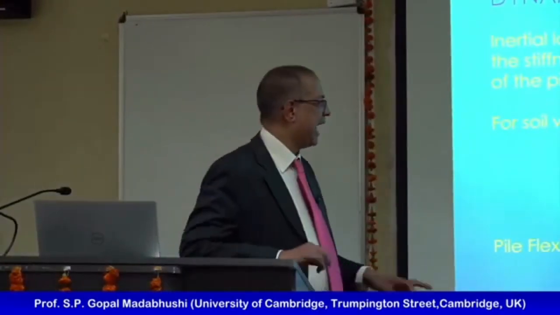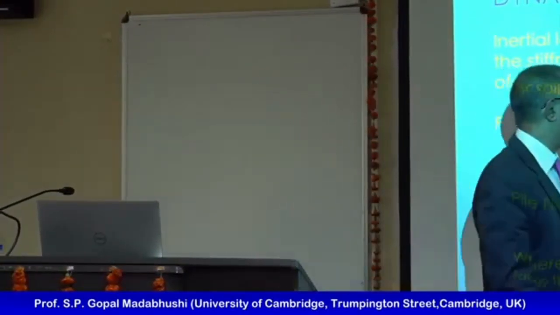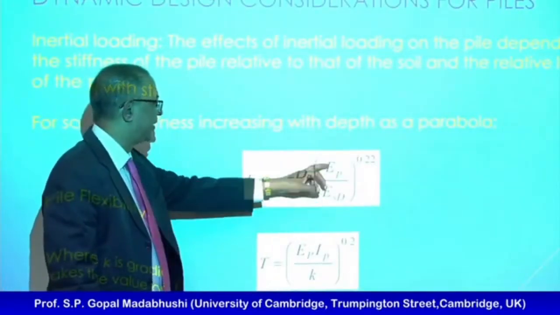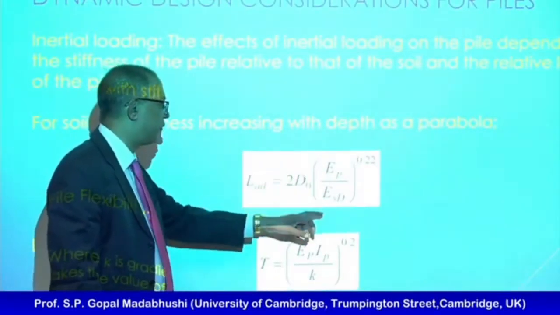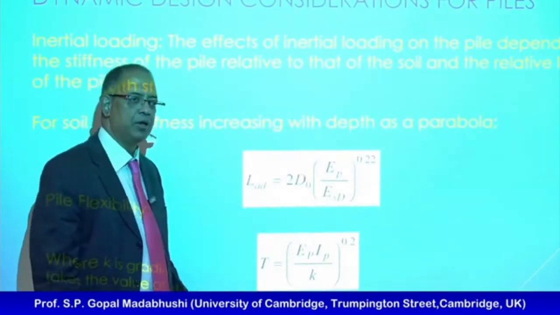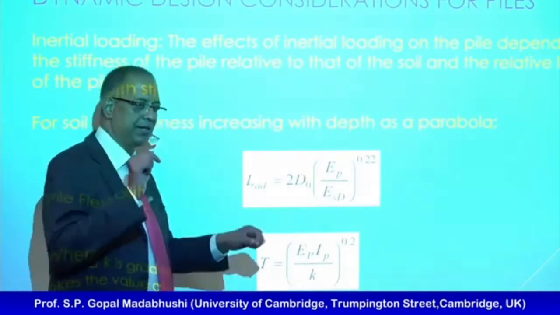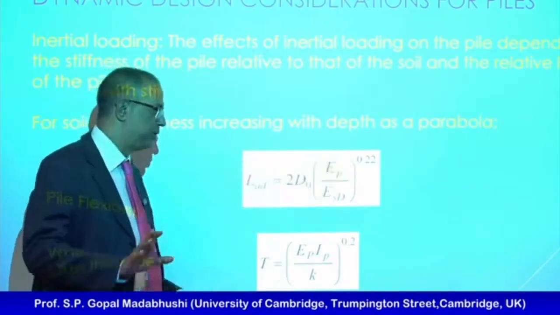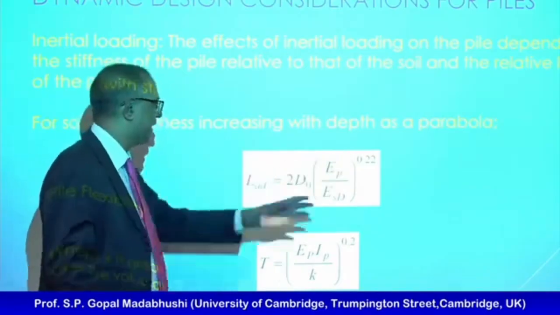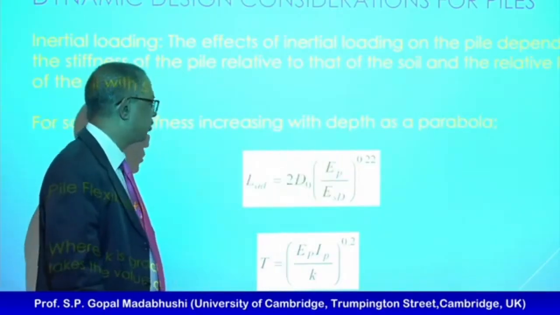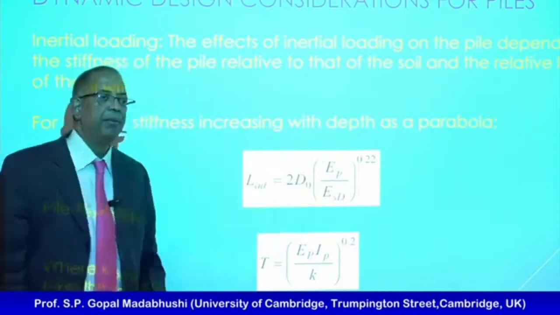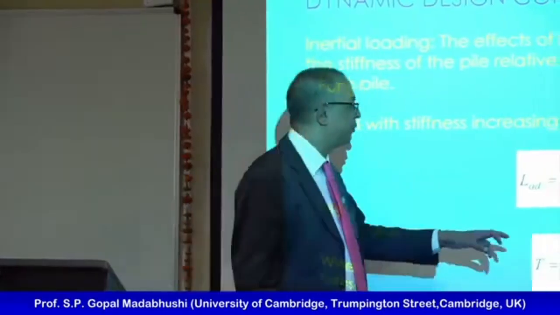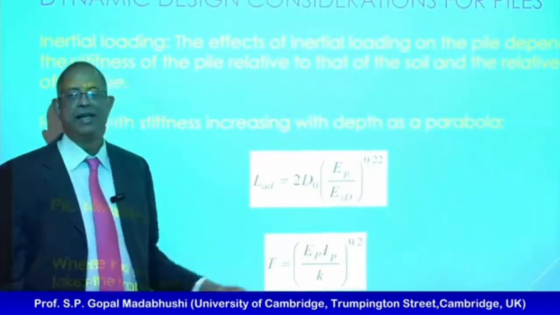So what they say is you can calculate this by 2 times the diameter of the pile, times the ratio of Young's modulus of pile to Young's modulus of soil at one pile diameter depth, to the power of 0.22. Again, it's a fitting exercise. That's why they come up with those kinds of stupid numbers. But more importantly, before I get too upset about 0.22, I got more upset with this E_s.